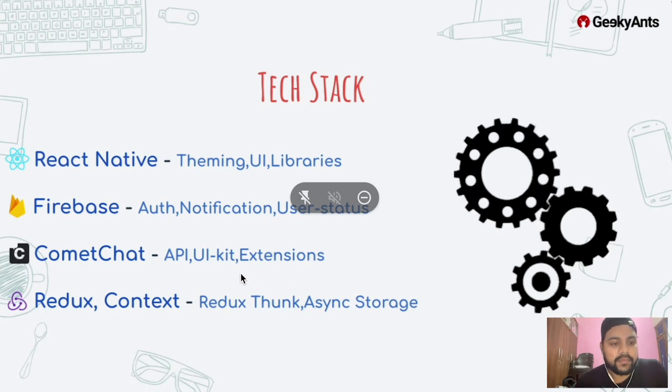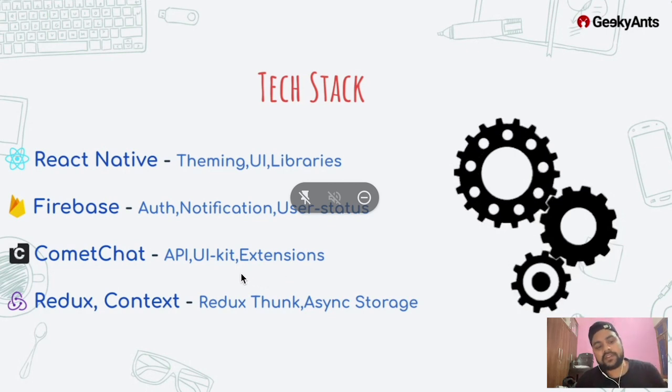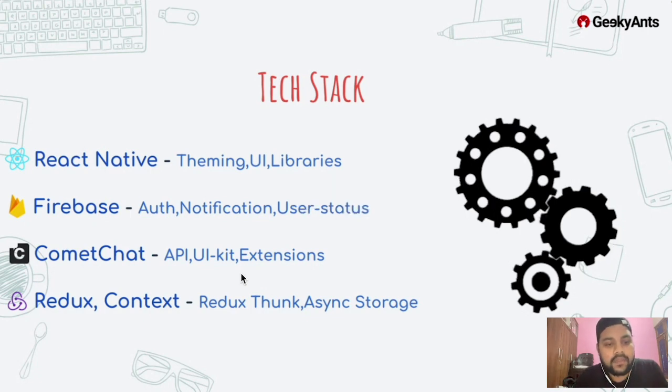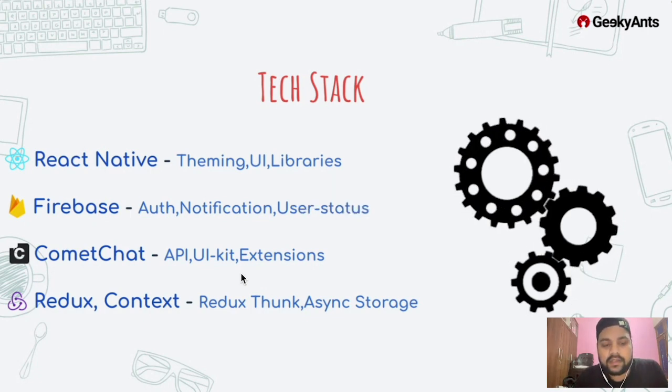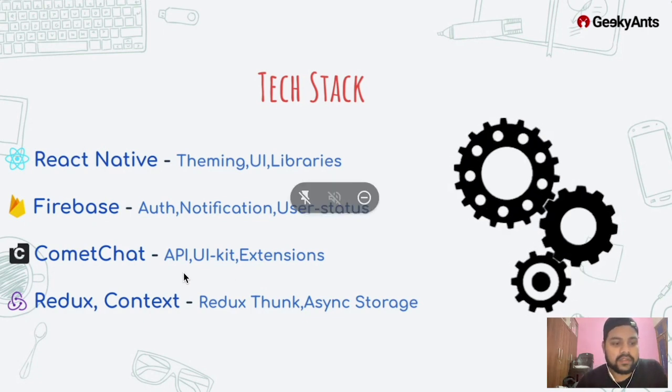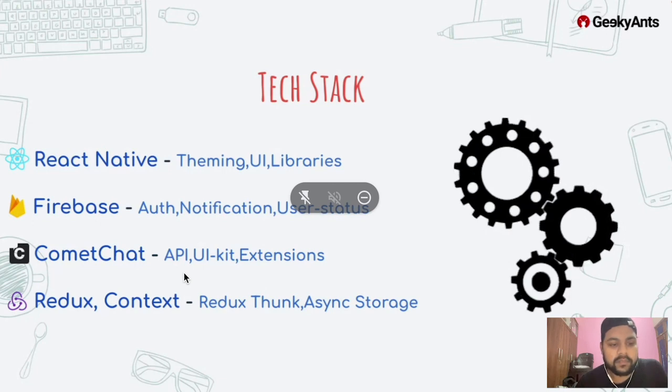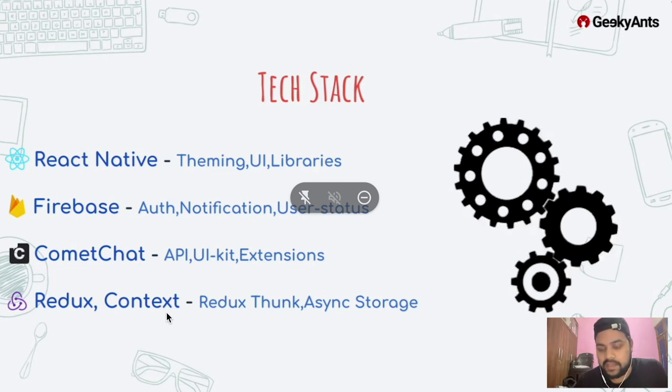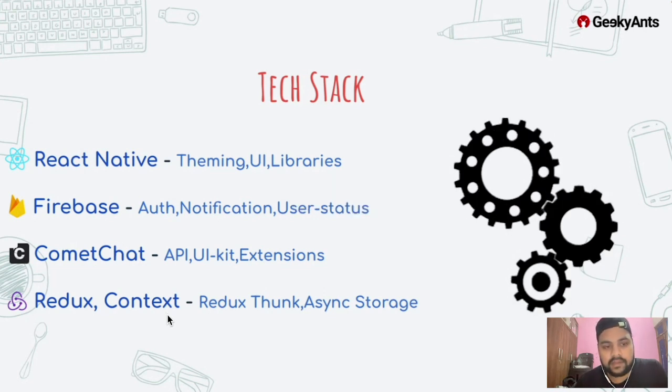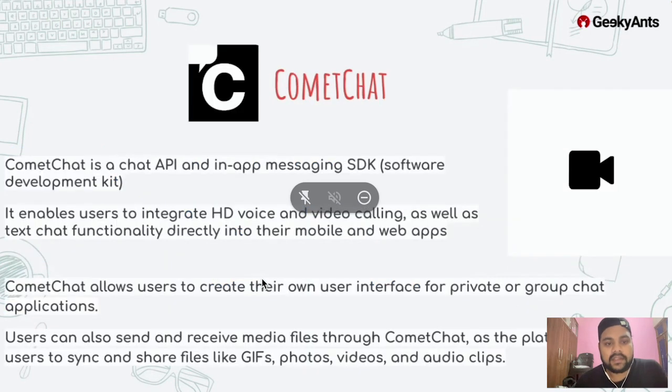And the main portion of that application is CometChat, which provides an API and UI kit and some extensions. Redux is for global state management, we are using it for state management, and context to handle theming in our application. So these are some basic tech stack that we are using.